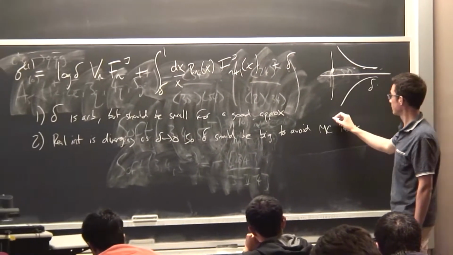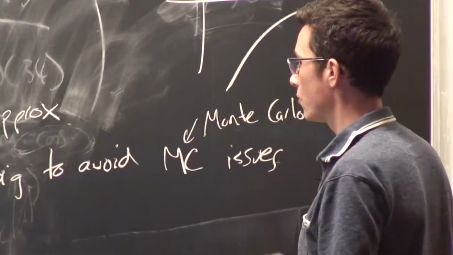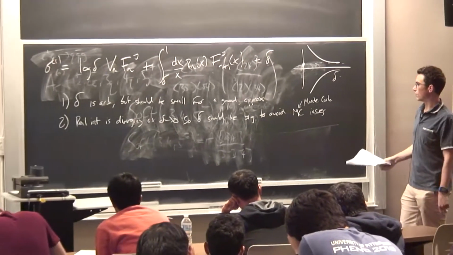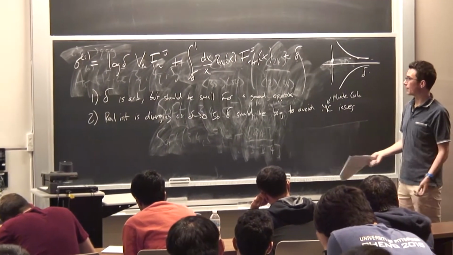Oh, Monte Carlo. Okay. Or in some way you want to calculate this. You're doing an event generator because you want to make a differential distribution, and so if you make delta too small, this thing blows up and becomes hard to calculate numerically.